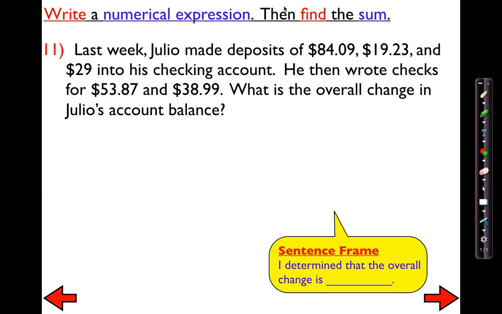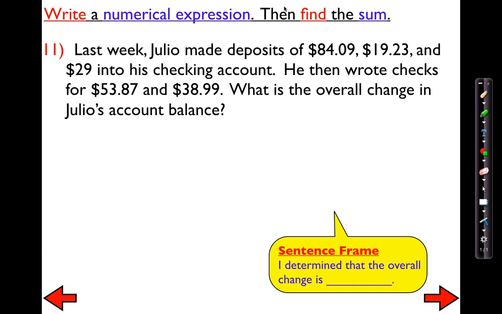It says, write a numerical expression, find the sum. For number 11, it says, last week, Julio makes deposits of $84.09, $19.23, and $29 into his checking account. He then wrote checks for $53.87 and $38.99. What is the overall change in Julio's bank account?